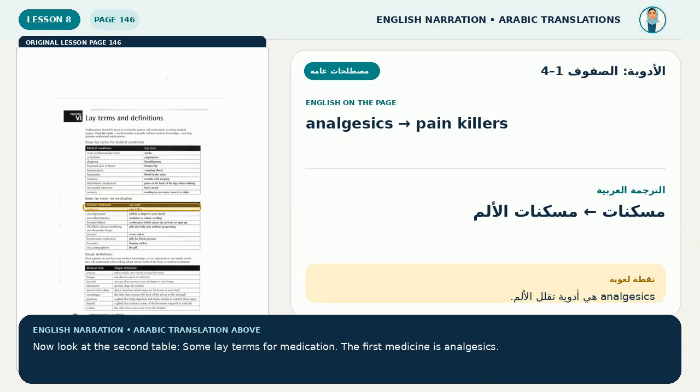Now look at the second table, some lay terms for medication. The first medicine is analgesics. Analgesics are medicines that reduce pain. The lay term is painkillers. This is a common patient word, although in formal communication we may also say pain relief medicine.